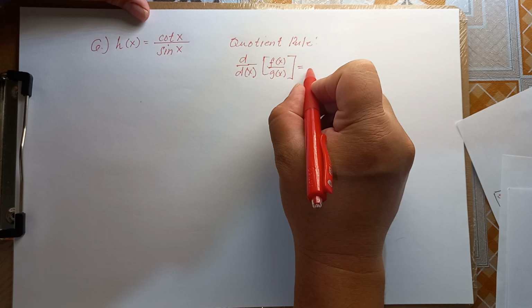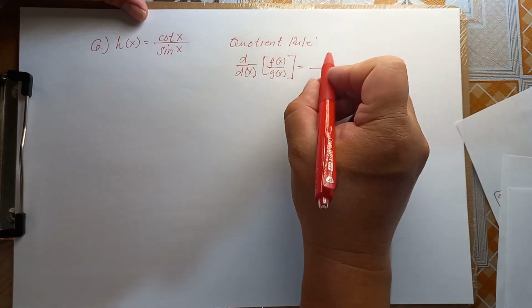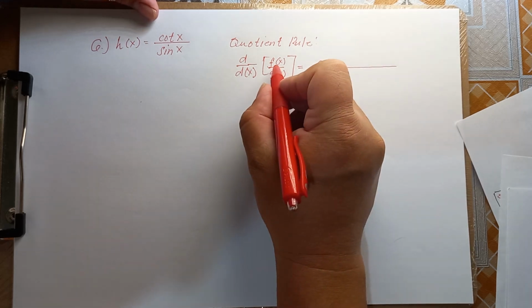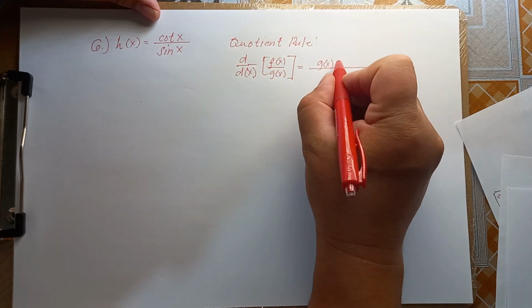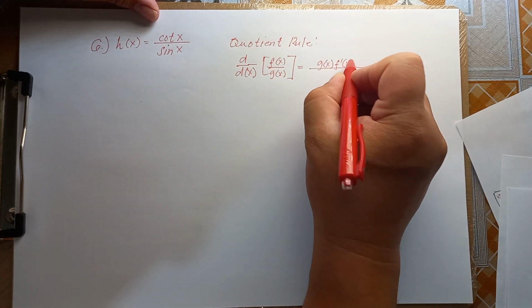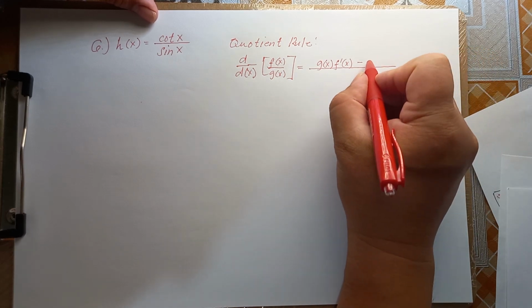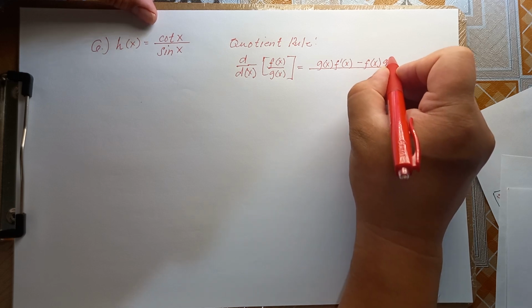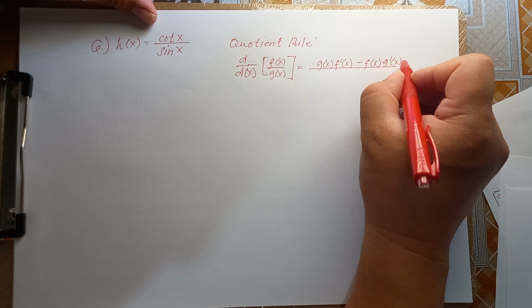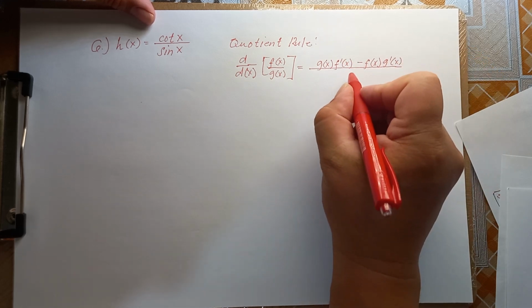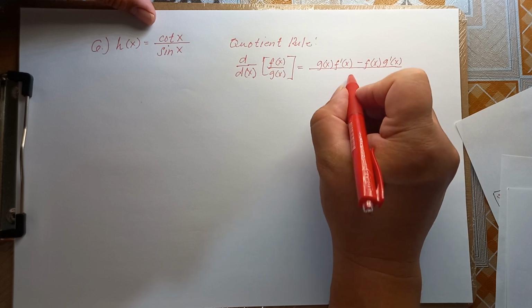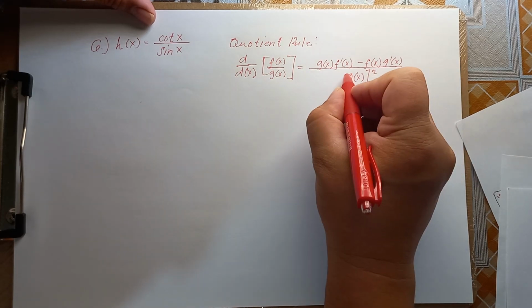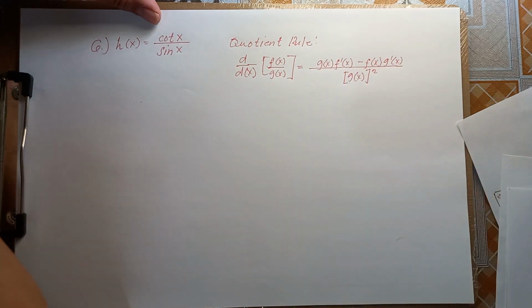this must be what? This must be g of x times the derivative of f. So we have f prime of x minus f of x times the derivative of g of x, which is g prime of x. And of course, our denominator must be raised to the second power. So g of x is raised to the second power. So that is the rule that we are going to apply.